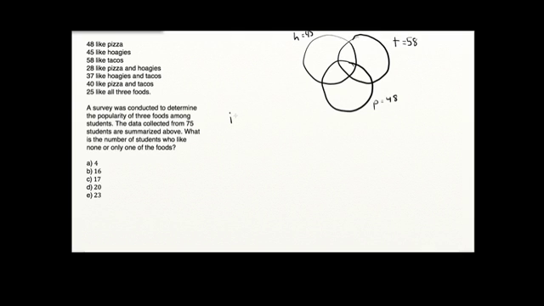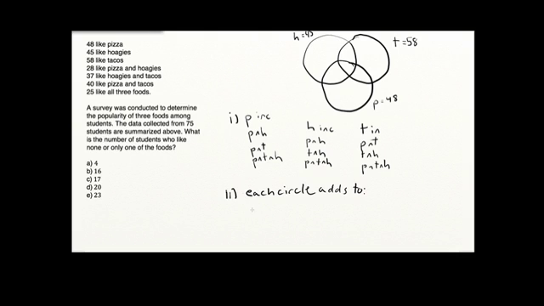So the first step I'm going to take is pizza would include pizza and hoagies, pizza and tacos, and then also pizza and tacos and hoagies. And then we'd do the same thing for hoagies and tacos. Remember that each circle adds to this. The pizza has to yield 48 total, the tacos has to yield 58 total, and the hoagies has to yield 45 total.